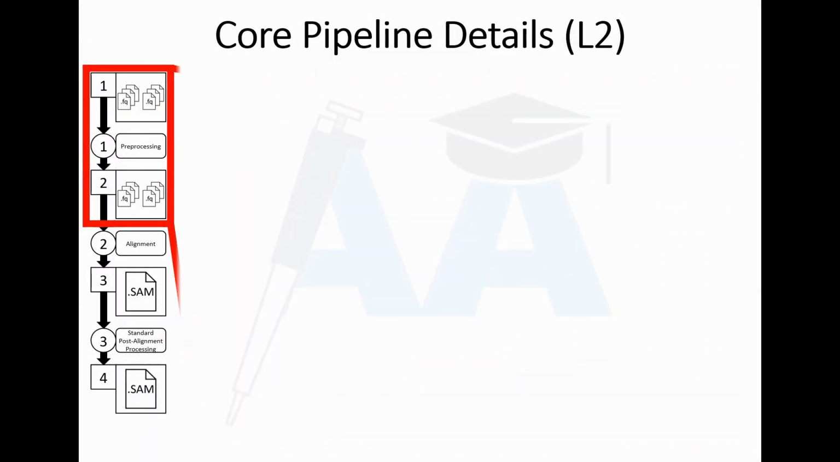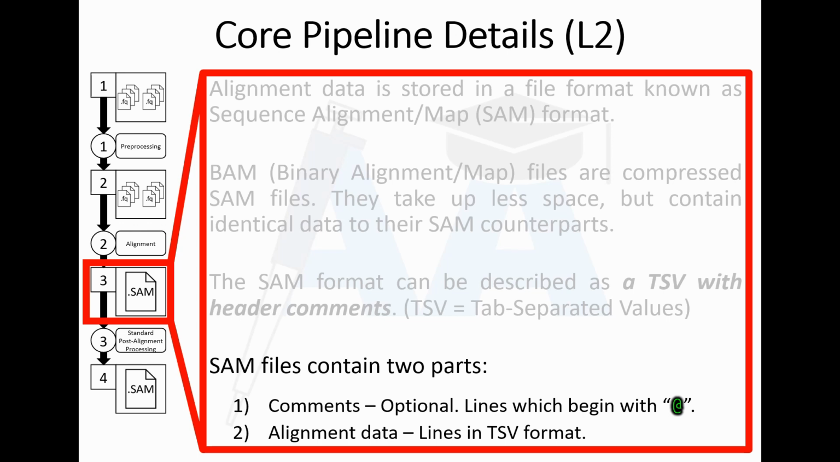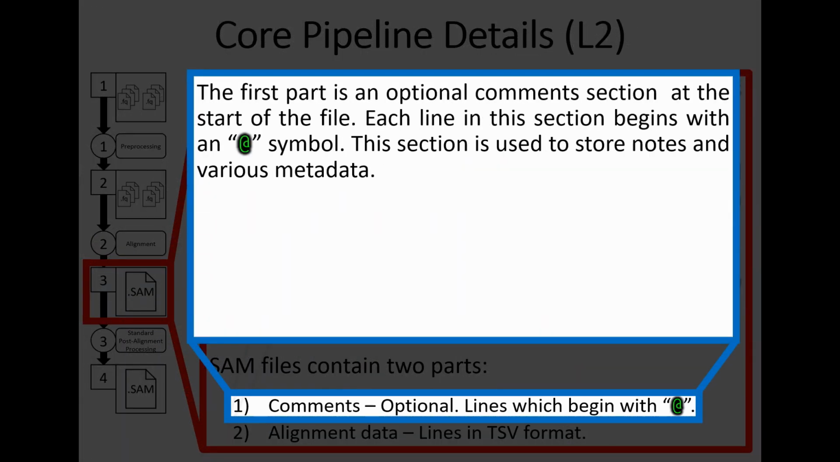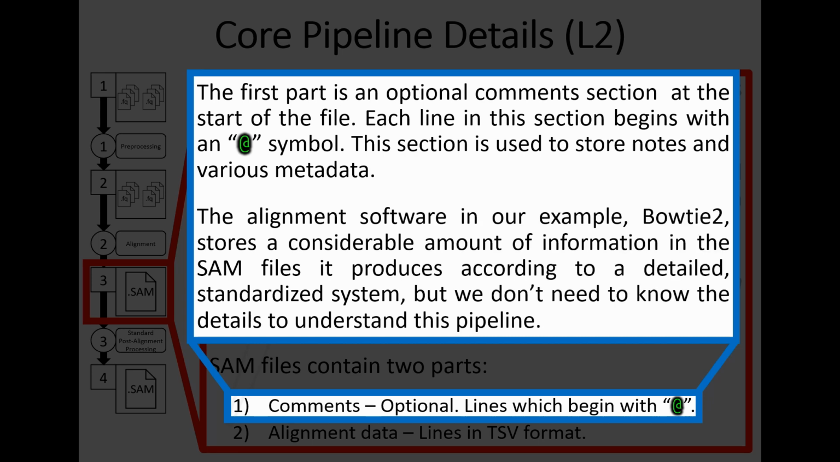Okay, now it's time to go through the SAM file format in much greater detail. As stated previously, SAM files consist of two parts, the comments and the alignment data. When it comes to the comments section, there's not much more to say here. As stated previously, these comments can be used to record notes and various metadata, just as they can be completely absent. Different alignment software and different SAM file processing tools each use their own system when recording metadata via these comments. We don't need to know what these systems are in order to understand the core pipeline, so there isn't much point going any further.